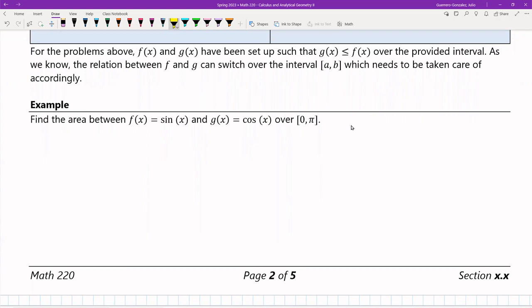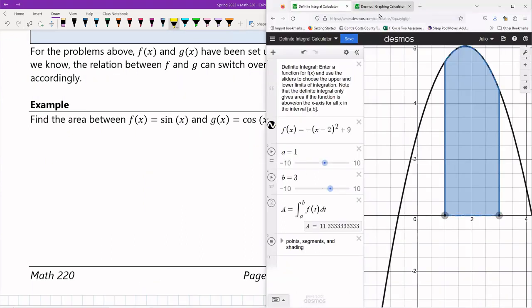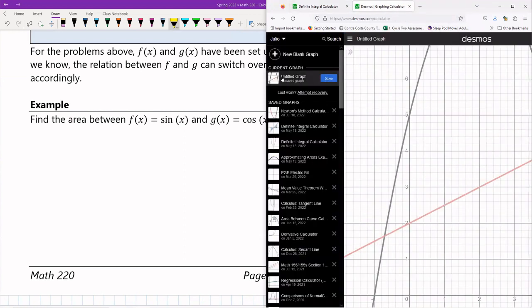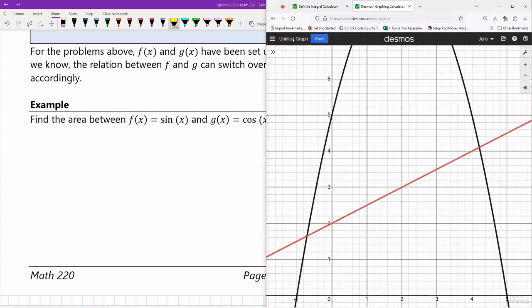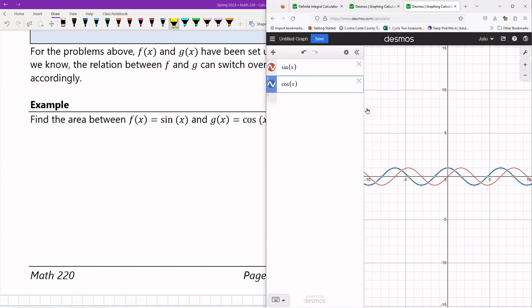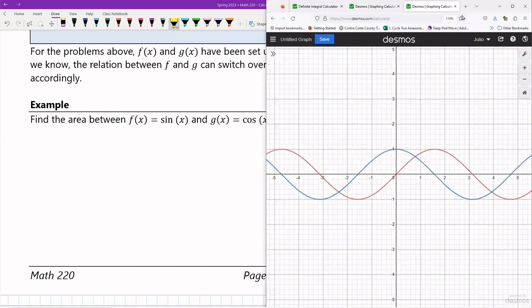So let's go ahead and find the area between sine x and cosine x between 0 and pi. Okay. So I'm going to go ahead and open my Desmos calculator. I'm going to do a new graph. Uh-oh. Not what I wanted. I'm going to do a new graph. I'm going to do sine of x, and then I'm going to do cosine of x. Okay. So I'm going to zoom in here. And hopefully some of you guys already see the problem.